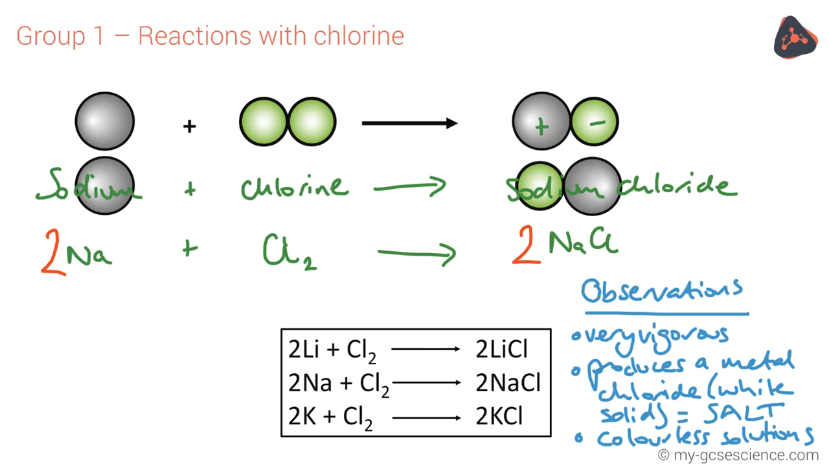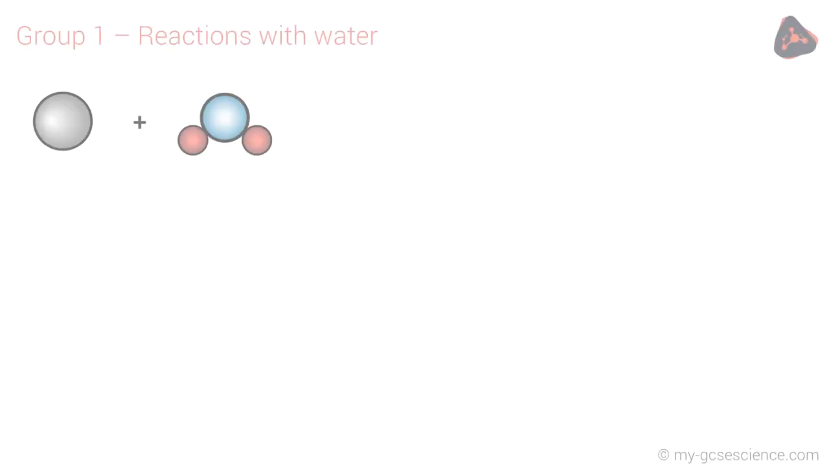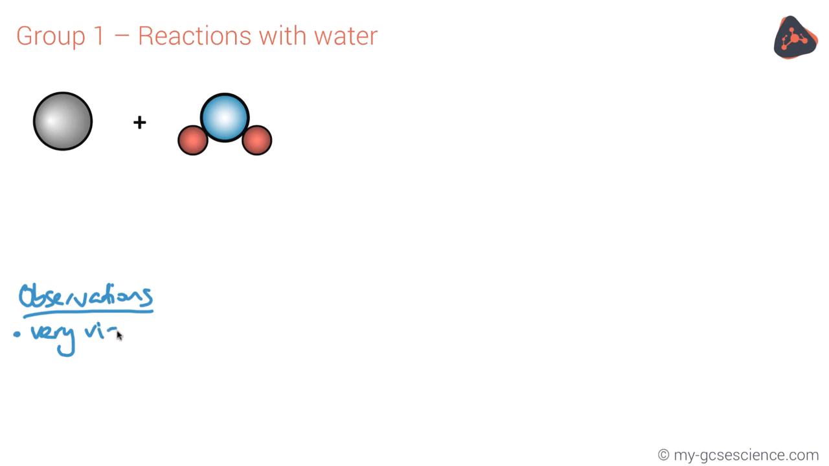Finally, you need to know about how group 1 metals react with water, and this is probably the most famous of the group 1 reactions. It's likely that in class you'll have seen a demonstration of group 1 metals reacting with water. Again, these are very vigorous reactions. You'll see fizzing or bubbles, or you may want to call the same thing effervescence. The metal floats on the water and moves around the surface of it.